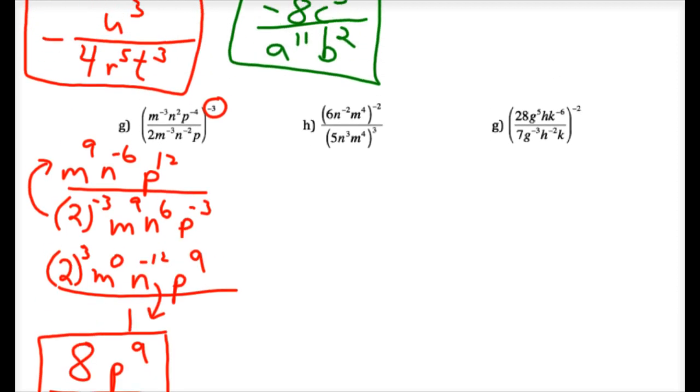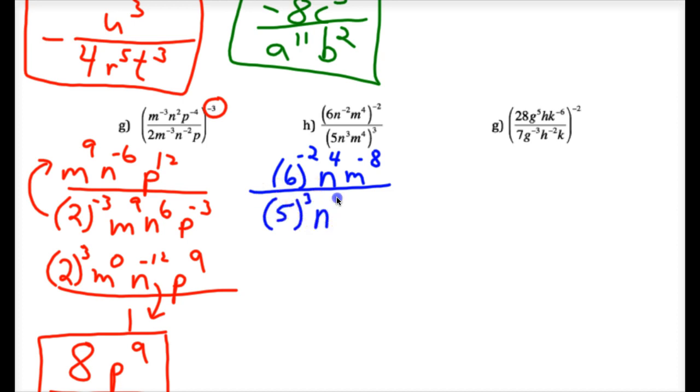Talk me through it, Sean. So then it would be in parentheses 6 to the negative second power, N to the fourth times M to the negative 8, over 5 in parentheses, 3 M to the 9 times M to the 12. M to the 12.